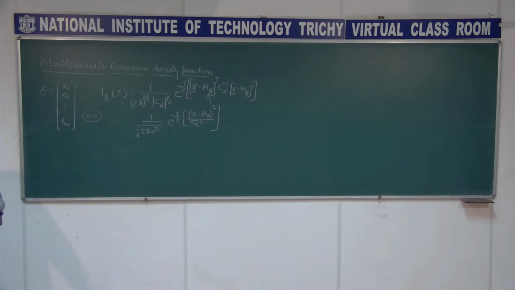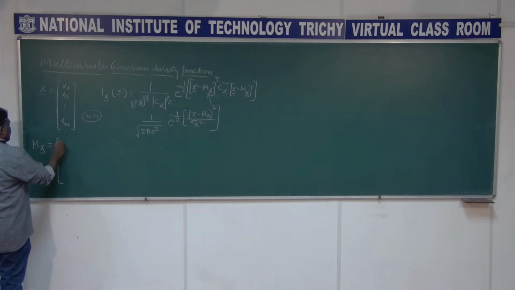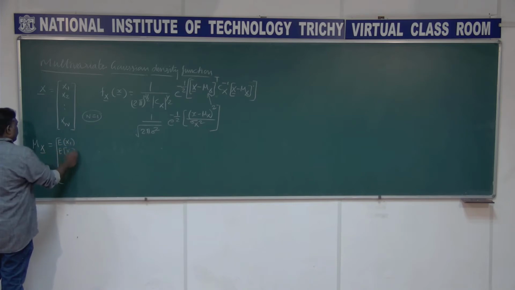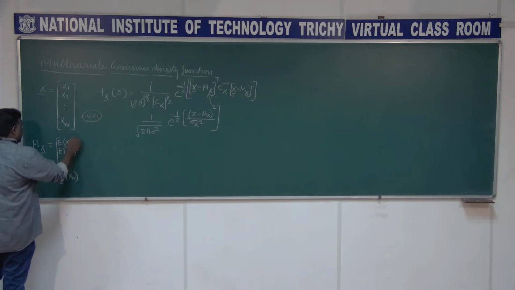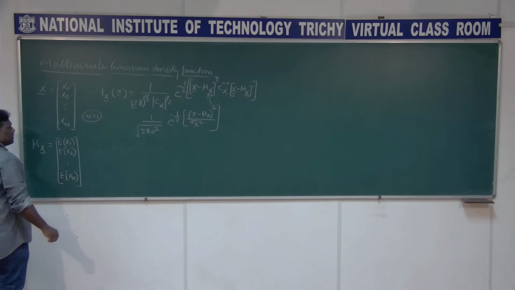For the multivariate Gaussian density function, we need the covariance matrix and the mean vector mu x, right? So mu x is described like this: expectation of x1, it goes like this, and then expectation of xn. This is what the vector mu x indicates.